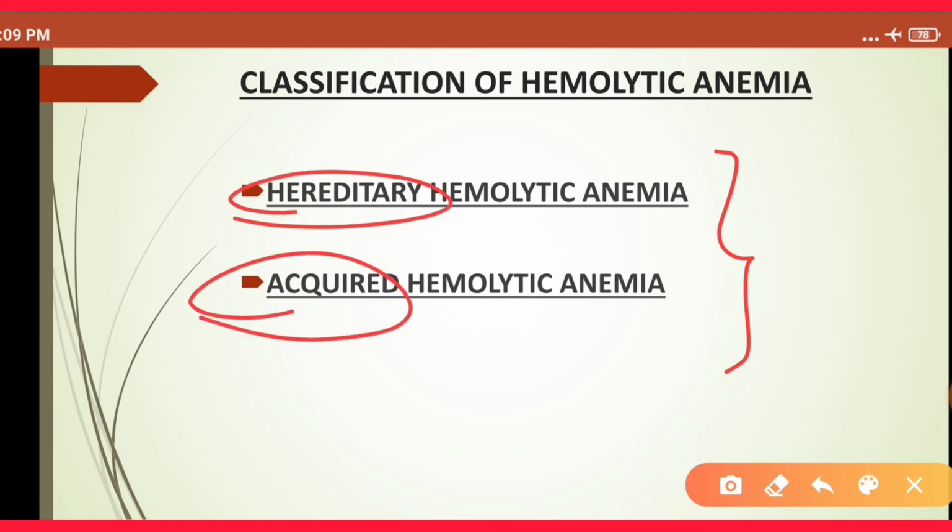This is another type of classification of hemolytic anemia. I am not talking about extravascular or intravascular. That is the classification according to pathogenetic mechanism. Here we are classifying according to whether it is hereditary or acquired later on in life.